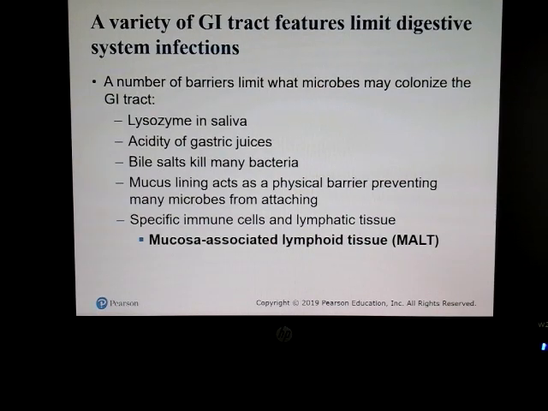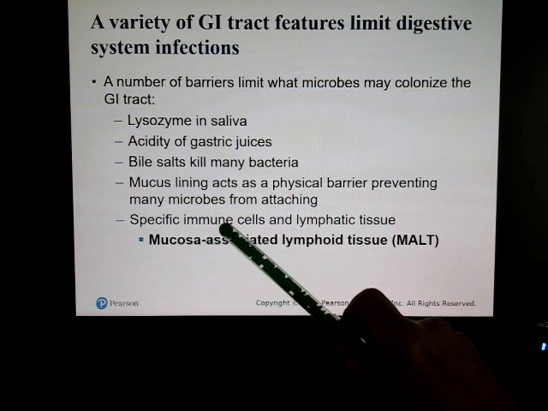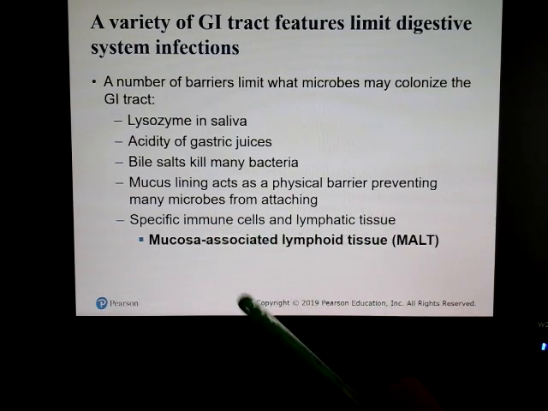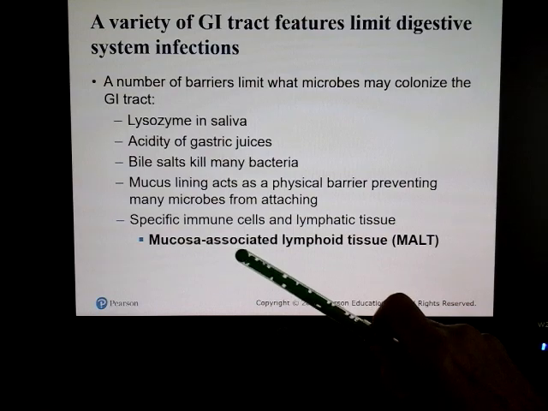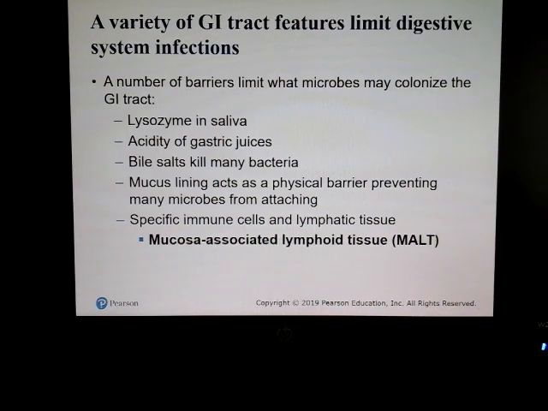So there's a lot of barriers that limit microbes from getting in and colonizing in our GI tract. A big one, lysozyme in your saliva. Your stomach is acidic. There's bile salts that will kill bacteria. And also we have some immune cells and lymphatic tissue that we call mucosa-associated lymphoid tissue, or MALT, that also protects us very well.